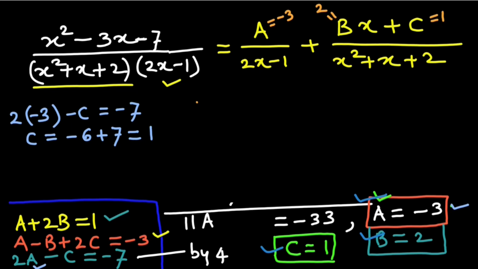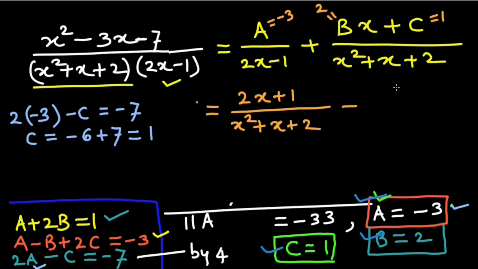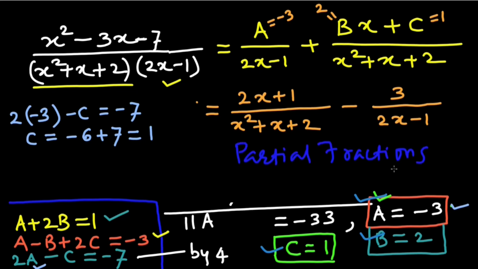Now we will write the partial fractions. First we will write the positive terms, so we write the second term first. So it will be 2x plus 1 by x square plus x plus 2 minus 3 by 2x minus 1. So these are the partial fractions of this rational function.